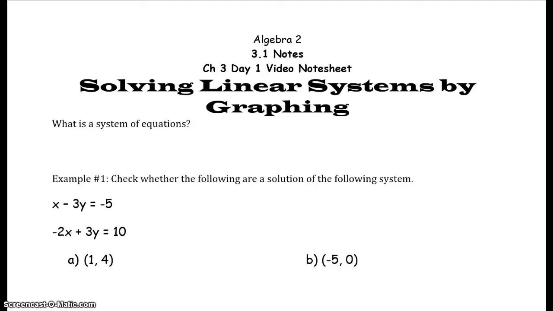Alright everyone, welcome to another day of mathematics. So let's go ahead and get started. In today's lesson, we are going to be talking about solving linear systems by graphing.